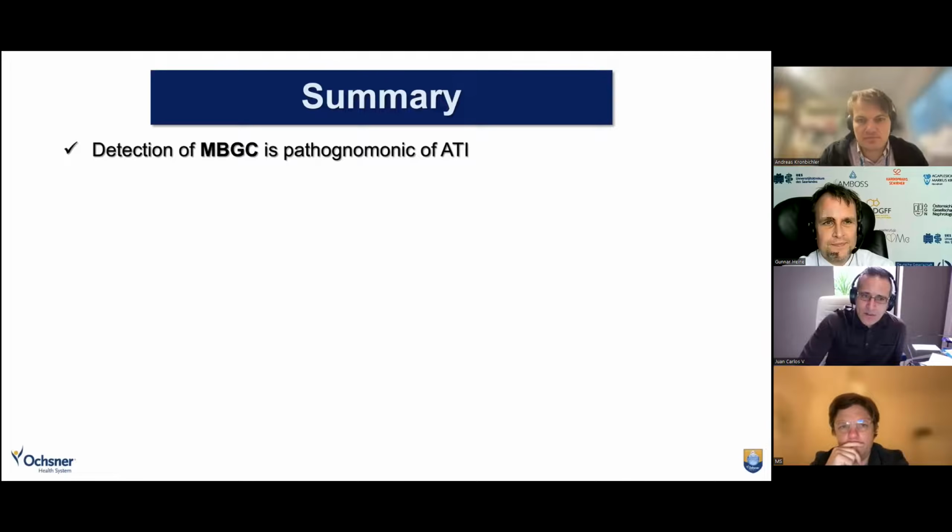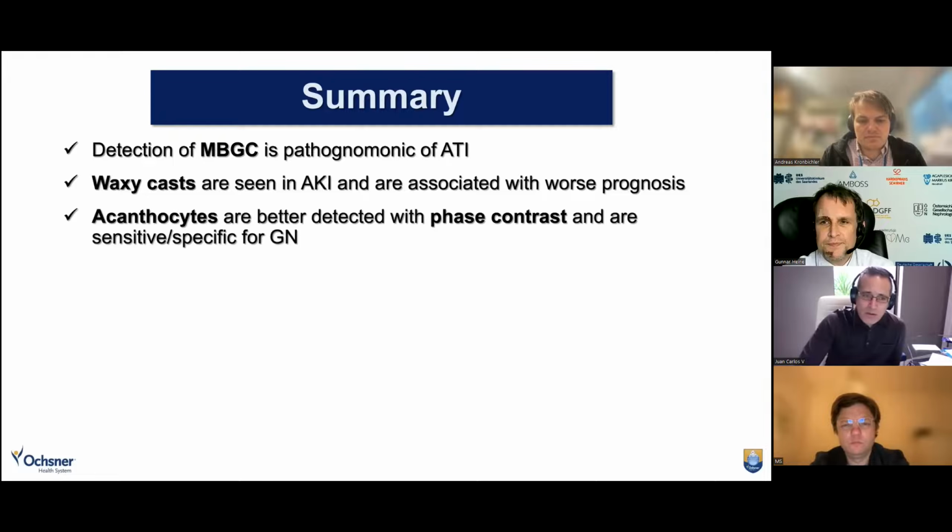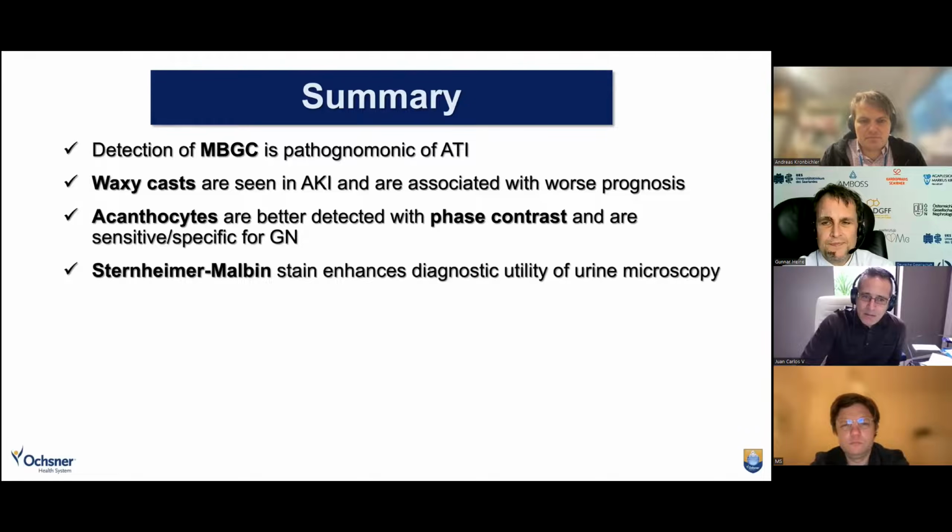So this is just a summary, just to highlight the main points that I tried to share today. Detection of muddy brown granular casts, we can say now, is pathognomonic of acute tubular injury because we have biopsy studies. These casts can be seen in AKI, not just in CKD, and are associated with worse prognosis. Acanthocytes are better detected with phase contrast and are very sensitive and specific for glomerular disease, particularly glomerulonephritis. The Sternheimer-Malbin stain enhances the diagnostic utility of urine microscopy.